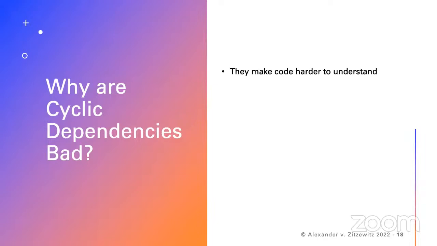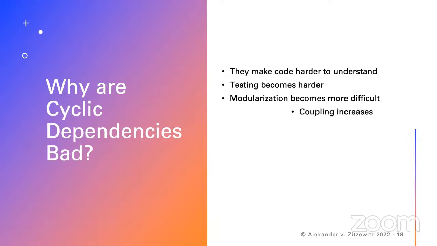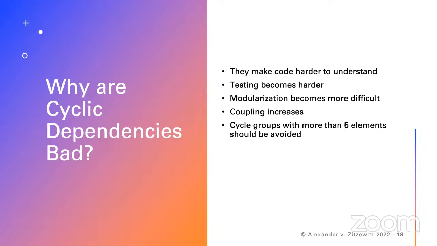So as I said, they make code harder to understand. Testing becomes harder. Modularization becomes more difficult. You increase coupling. And I generally recommend that you should avoid cycle groups with more than 5 elements. That's always a good idea. If they go over 5, just try to break them. And you can always break cycles.